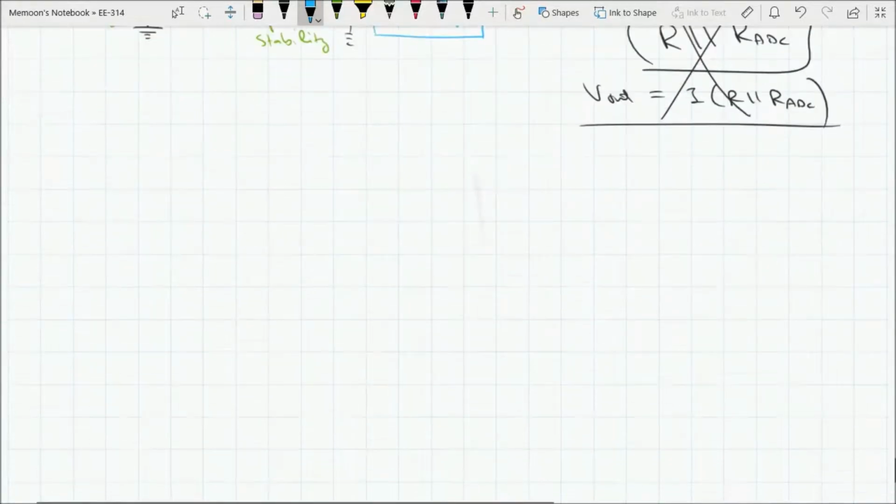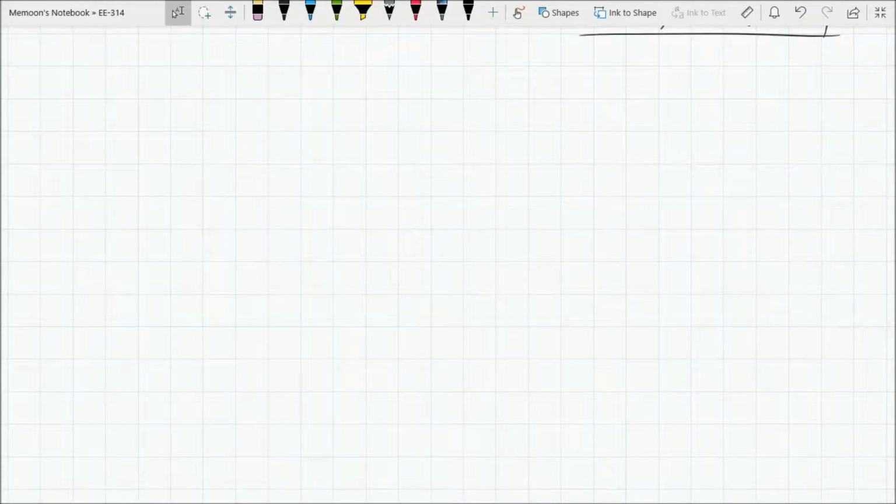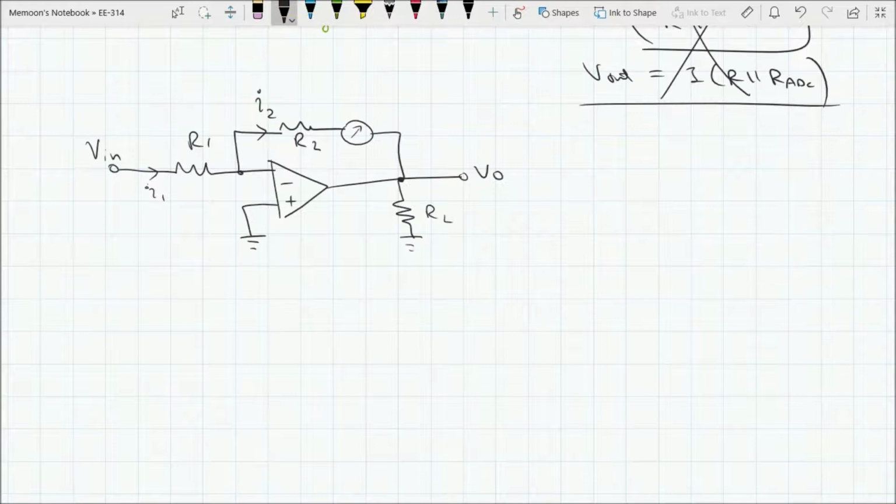Now let's move on to the voltage to current conversion. We discussed the current to voltage conversion. Now let's come to a bit more complicated voltage to current converter, and again we'll start with the very basic one. Okay, so here we have our basic circuit for voltage to current conversion.